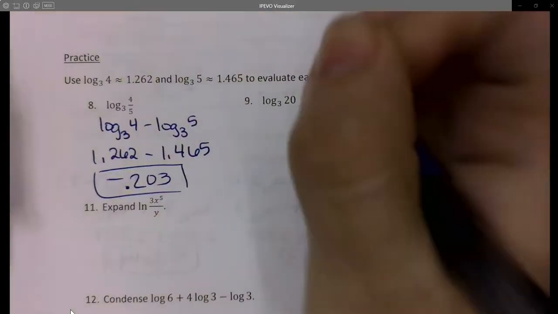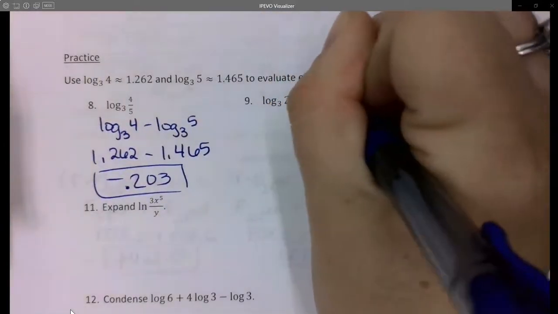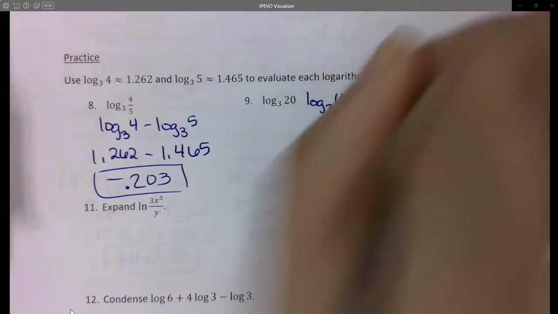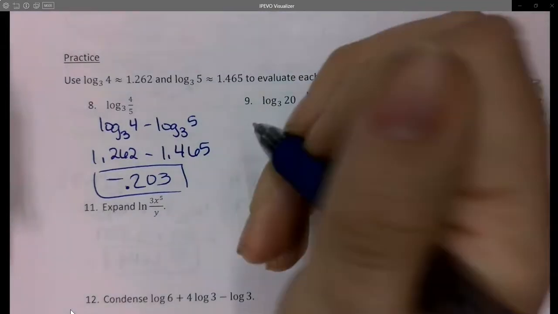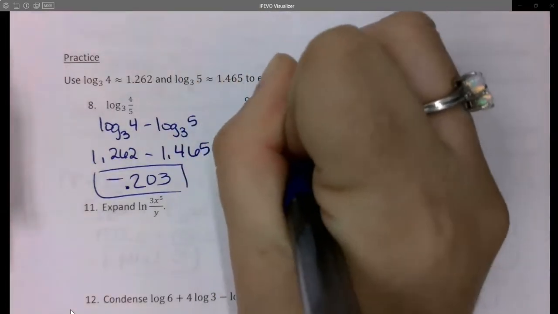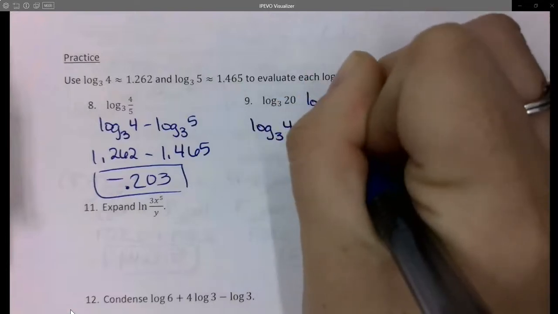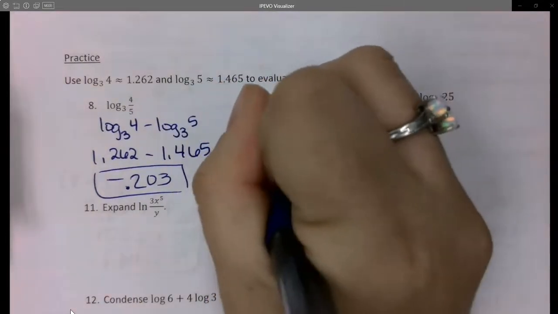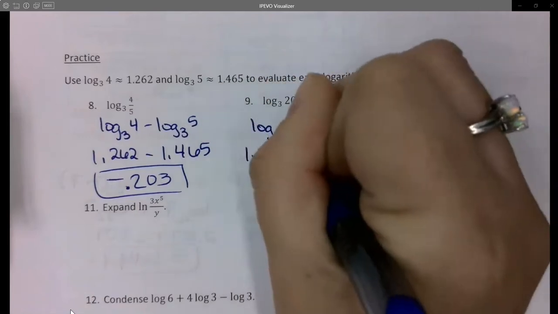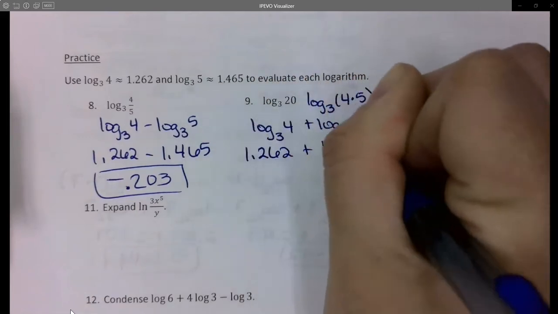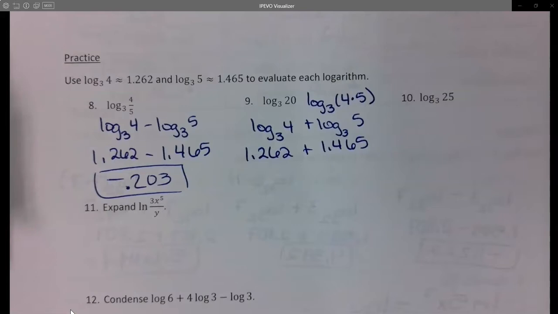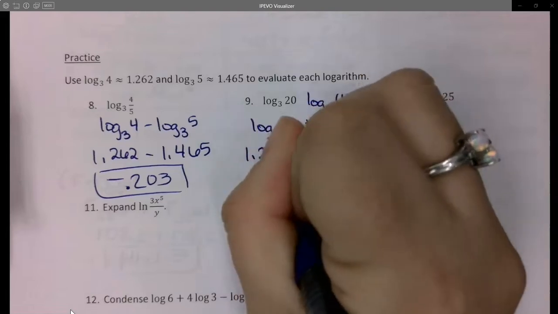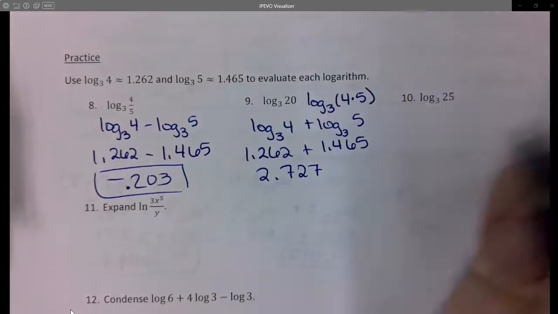I can rewrite 20 as 4 times 5. So because it's multiplication, I split it up with addition. Which gets me 1.262 plus 1.465. Adding those gets 2.727.